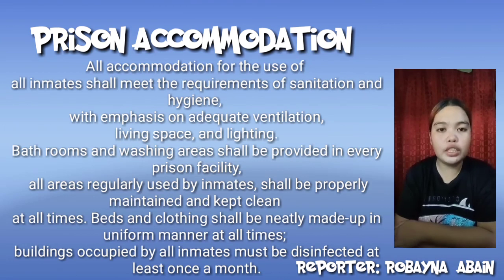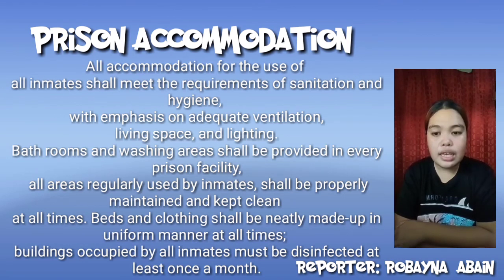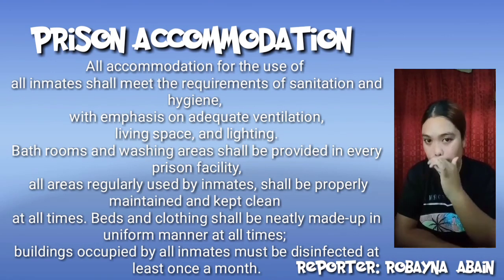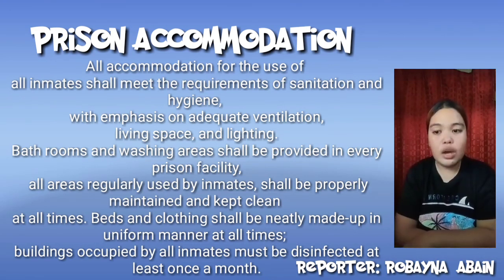So, prison accommodation standards. All accommodation for the use of all inmates shall meet the requirements of sanitation and hygiene, with emphasis on adequate ventilation, living space, and lighting. So, it is like a Pennsylvania system where all the inmates have their own space and their own beds. So, bathrooms and washing areas shall be provided in every prison facility. All areas regularly used by inmates shall be properly maintained and kept clean at all times. So, the prison facility has to provide the inmates their own bathrooms and washing areas.